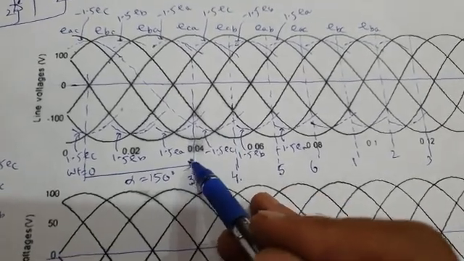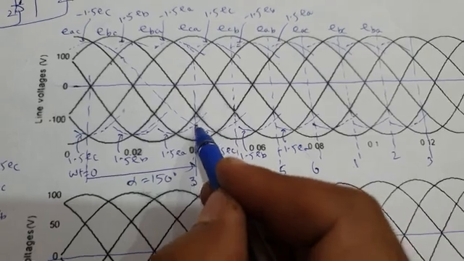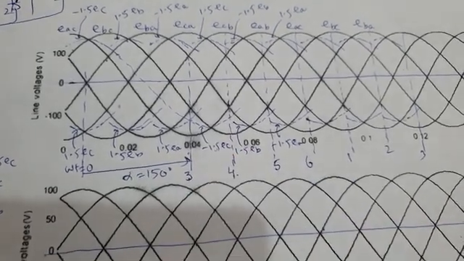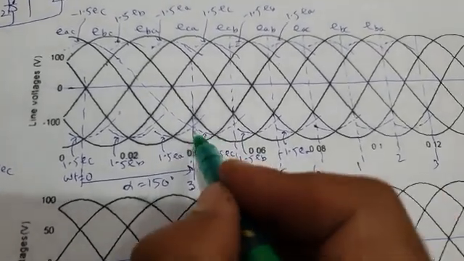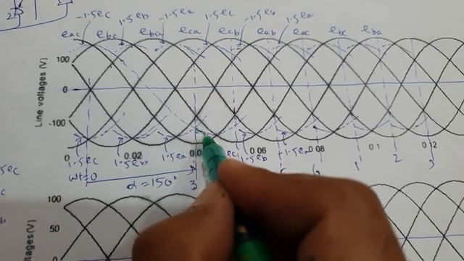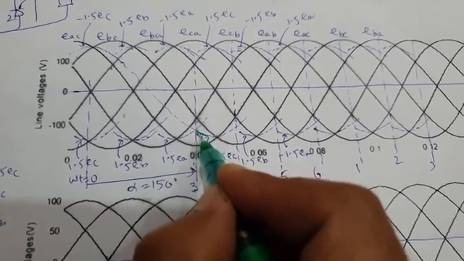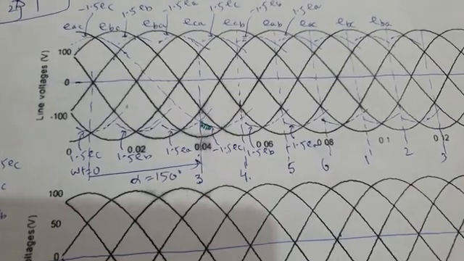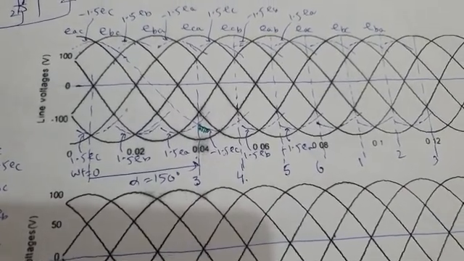And this is alpha equal to 150 degrees. So for 15 degrees my load voltage will be minus 1.5 EC. So from here to here is 30 degrees, but it will be for 15 degrees only. So from here to here is 15 degrees. So my load voltage is minus 1.5 EC for 15 degrees.